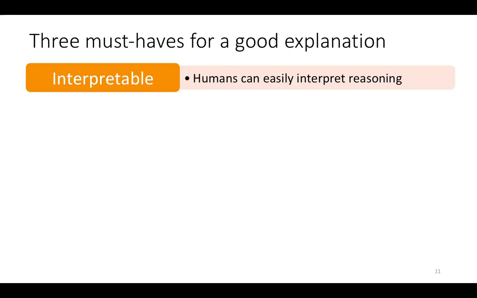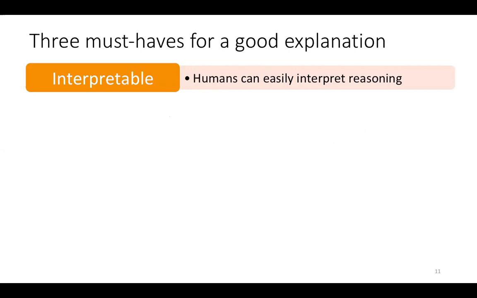So then, what are the three must-haves for a good explanation? These are the following three must-haves for a good explanation. We discuss these one by one. It should be interpretable. Humans should be able to easily interpret the reasoning. You should not give a very complex reason which itself humans are not able to understand. That should not be the idea.